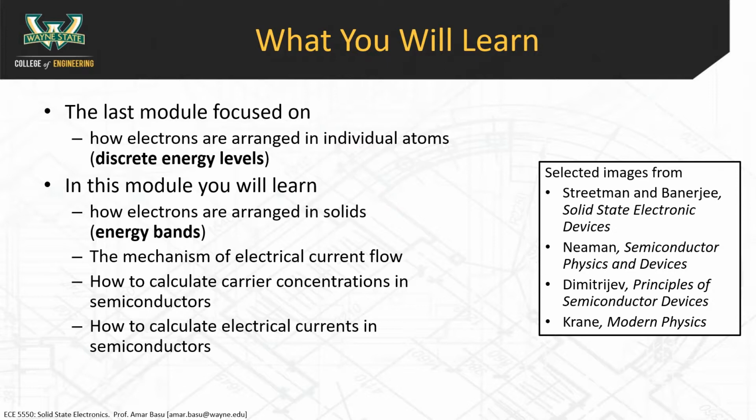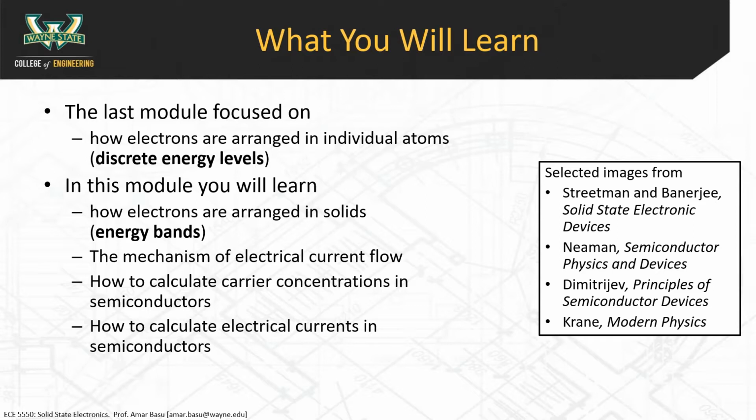So the reason we started with the individual hydrogen atom, and then individual atoms, and then talked a little bit about the individual silicon atom, was because those were simpler problems. They allowed us to gain an intuition of the Schrodinger equation and of electronic configurations. But now we're going to talk about how they're arranged in solids. And the key difference is discrete energy levels versus energy bands.